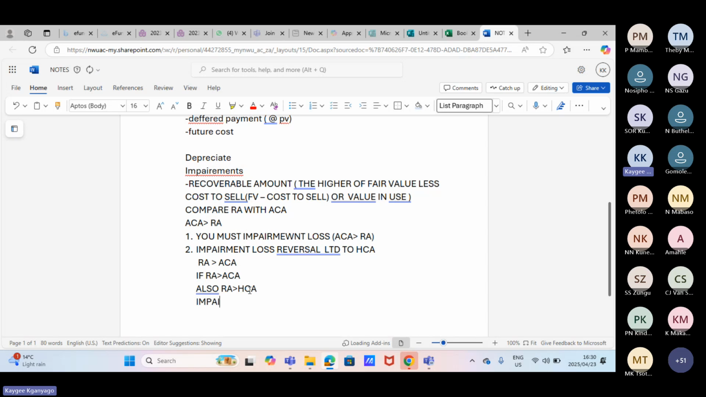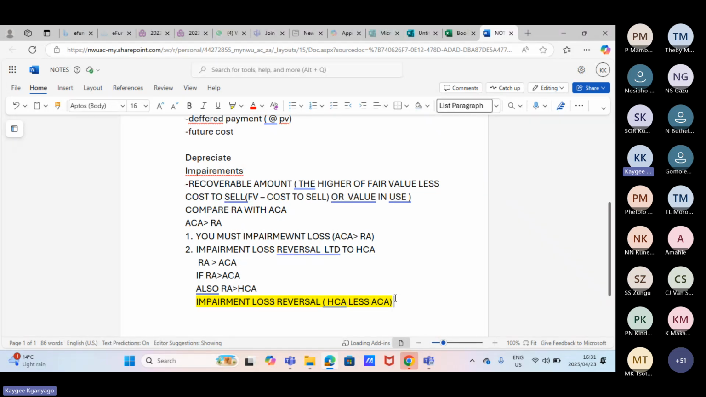Here, listen to me. Your impairment loss reversal, you're no longer focusing on the recoverable amount. Ne? This is what you must do. Your new actual carrying amount must be the same as your historical carrying amount. What must you do for them to be the same? You just take your HCA less your ACA. Am I clear? I'm not losing anyone.